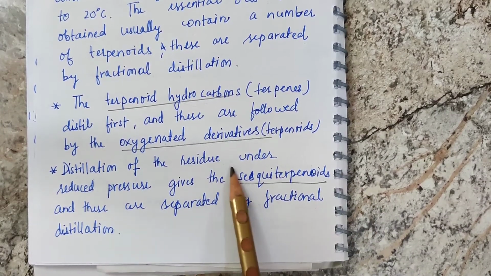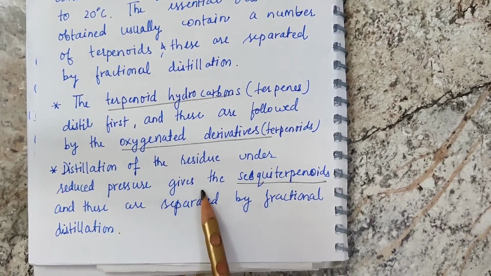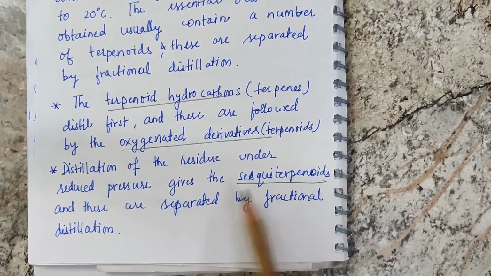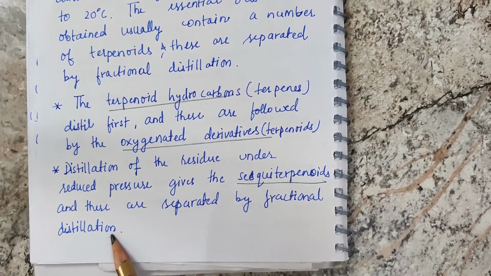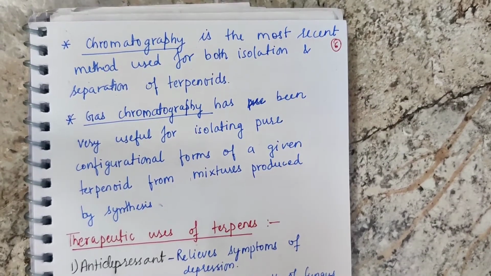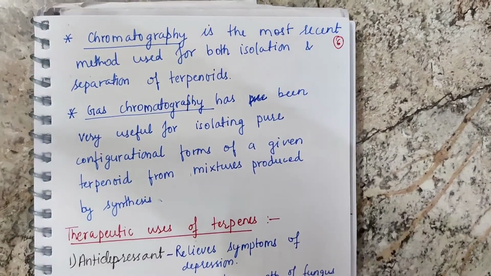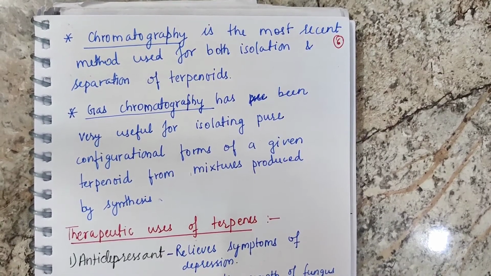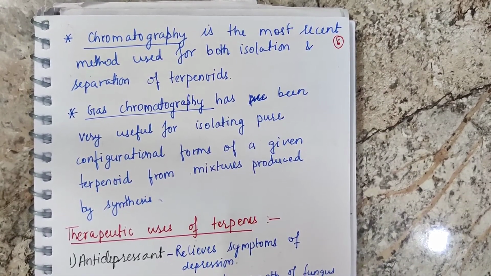Now distillation of the residue under reduced pressure gives us sesquiterpenoids, and these are separated by fractional distillation. So this we have already discussed, that fractional distillation helps us in separating out different terpenoids. Now we have a very good technology. Now we have chromatography. Not one type of chromatography, but a lot of different types of chromatography. Chromatography is used both for the isolation process as well as the separation of terpenoids.